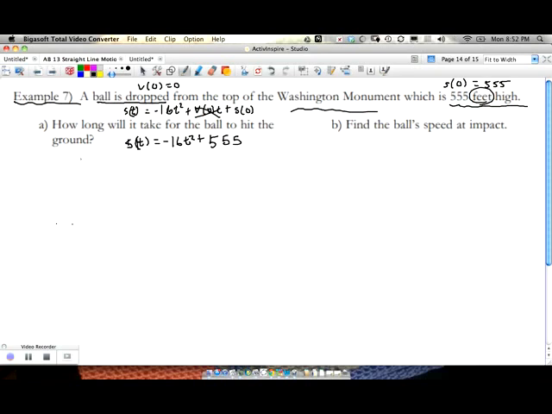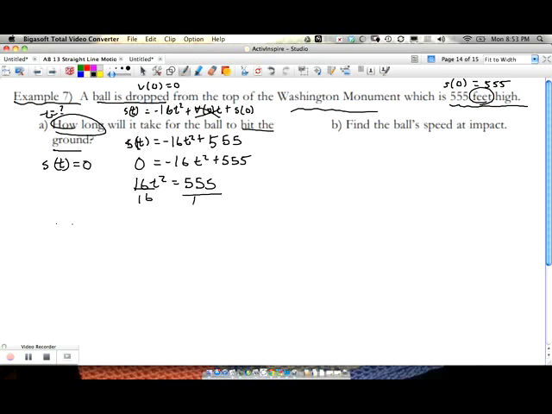So how long will it take for the ball to hit the ground? In other words, when does it hit the ground? When does S of t equal 0? Well, that means that this function right here would equal 0, negative 16 t squared plus 555. Well, if we move 16 t squared over to the other side, then we can solve the algebra for this. Remember, it's saying how long. In other words, time equals something. So I'm going to divide both sides by 16 to solve for time.